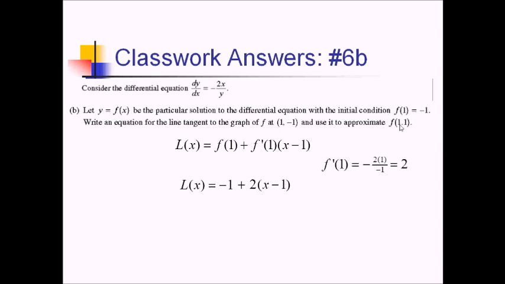Next we have to use this to approximate f of 1.1. So I can write f of 1.1 is approximately equal to negative 1 plus 2 times 1.1 now, plugging in for x, minus 1. We could leave it like this or simplify further. This is going to be 0.1 inside, so this is 0.2, plus a negative 1 gives us negative 0.8.